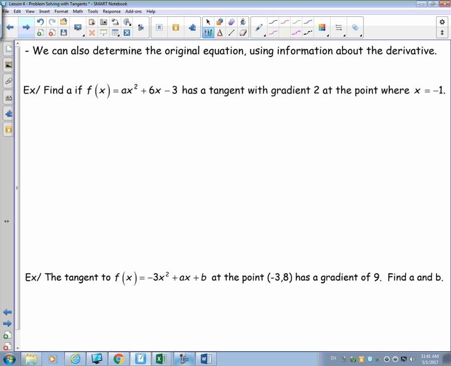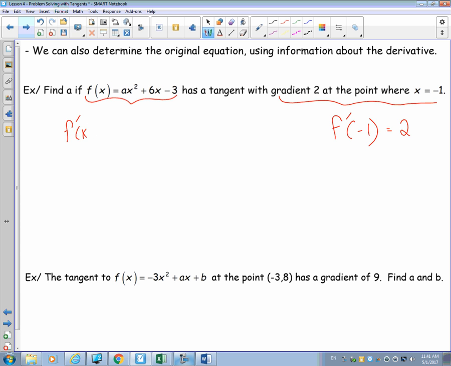All right, let's try some more. We can also figure out original equations if we know some things about the derivative. So find a, and I've got this equation that has an a in it. It has a tangent with gradient 2 at the point where x is negative 1. In other words, my derivative at negative 1 is 2. That's really handy information. It's all about derivatives.